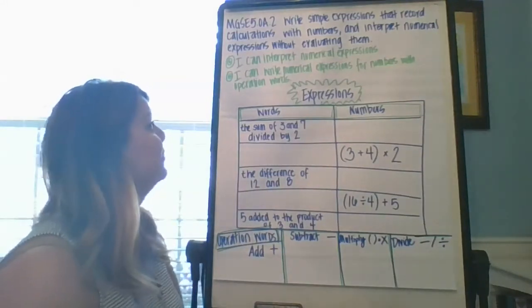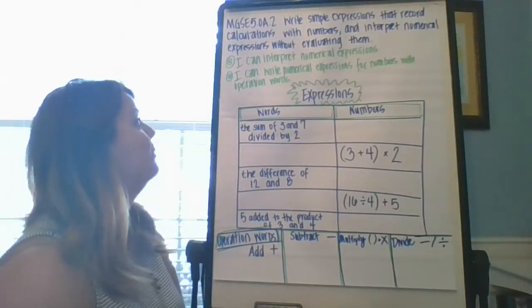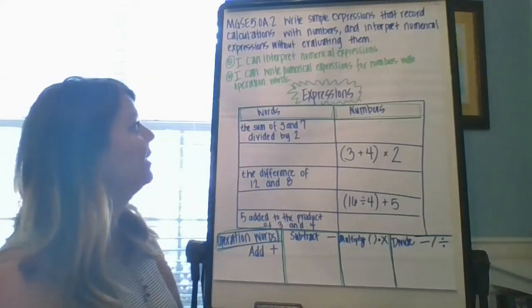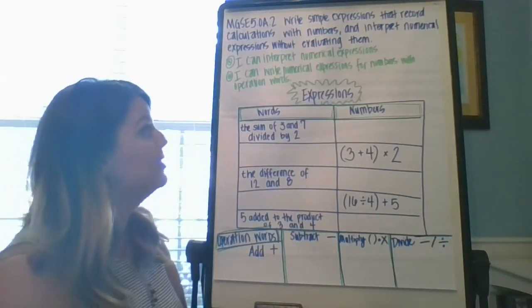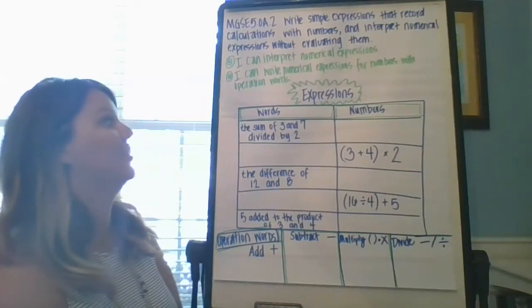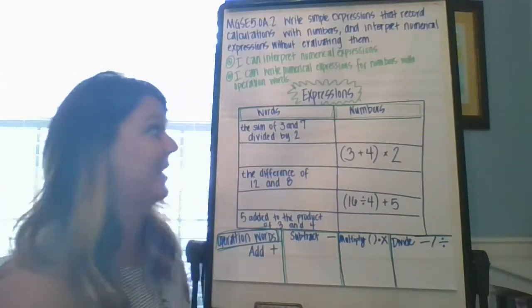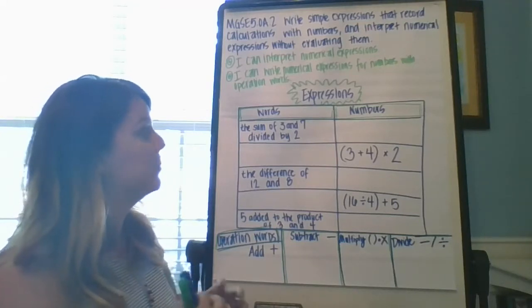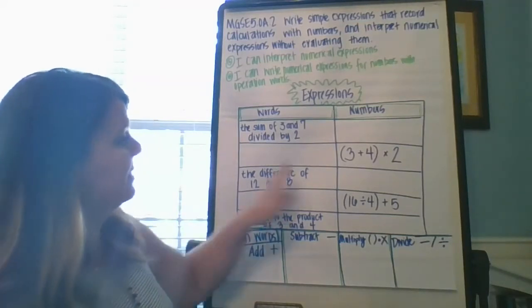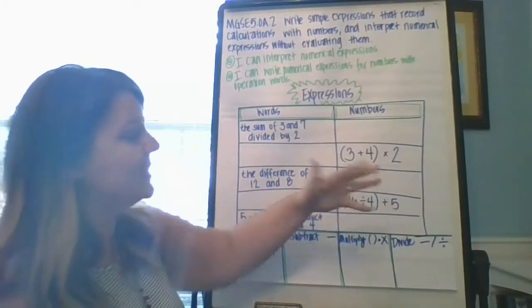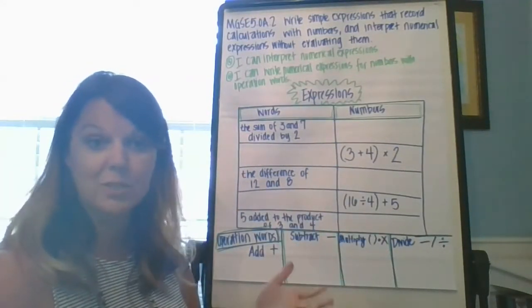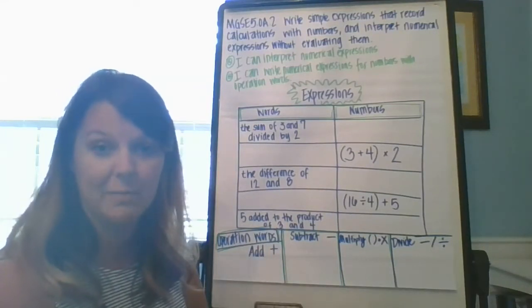Our second standard for 5th grade is OA2, which says that we can write simple expressions that record calculations with numbers and interpret numerical expressions without evaluating them. So some words in there we might not be familiar with. An expression is simply something that looks like this. It doesn't necessarily have an equal sign, partly because we don't need to solve it. We just need to understand what it means.